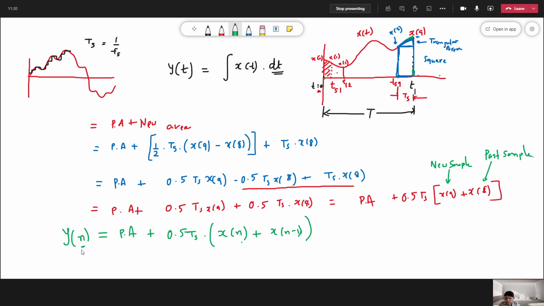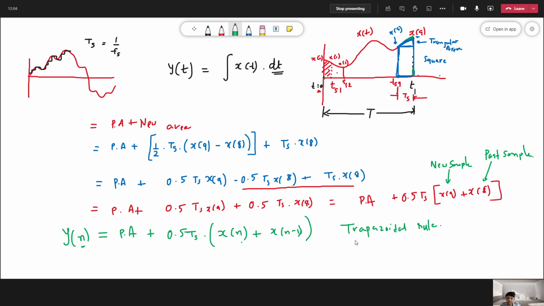So integration Y of N can be written simply as the previously accumulated area plus the new area, where the new area can be defined as 0.5 TS times X of N plus X of N minus 1. So you go on adding the areas and you will have the answer of the integration with respect to time. This particular rule of integration is called the trapezoidal rule.